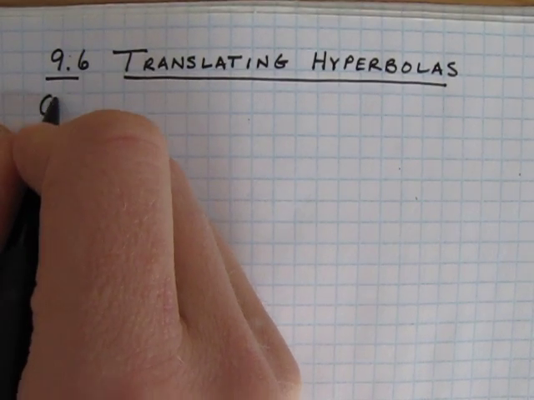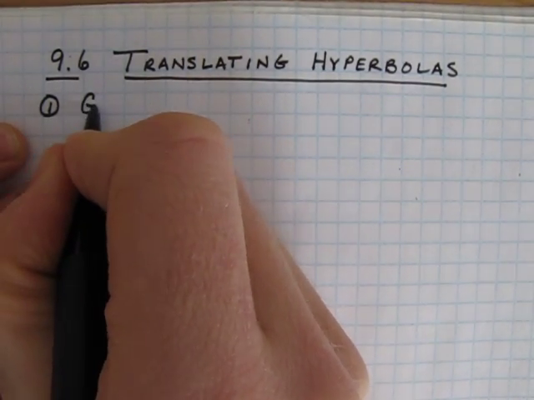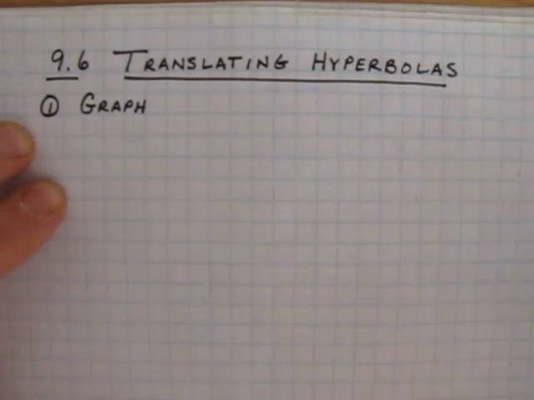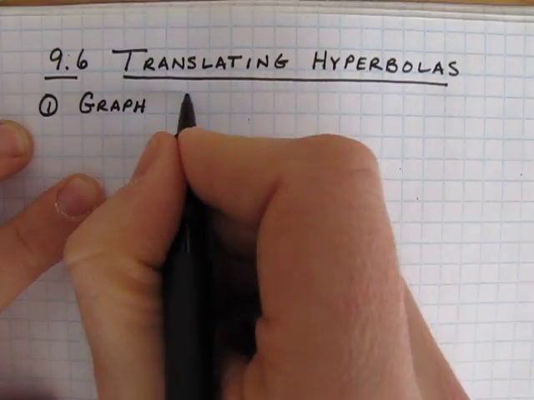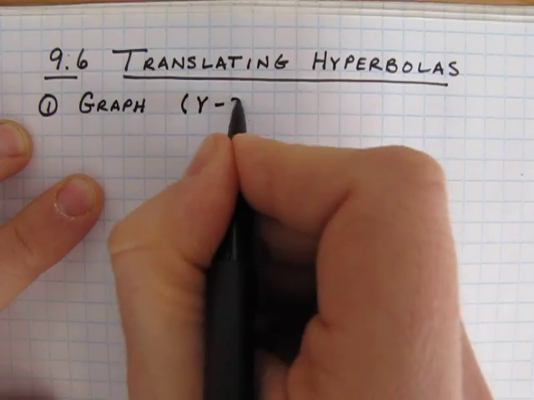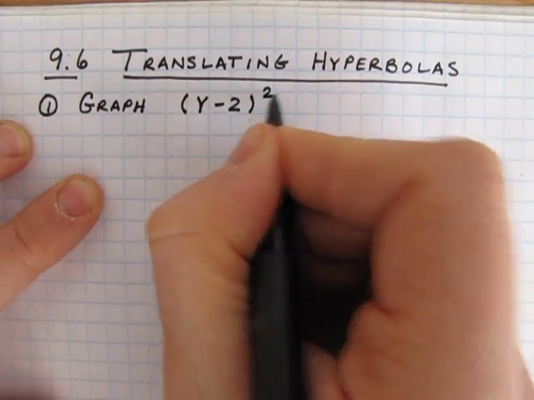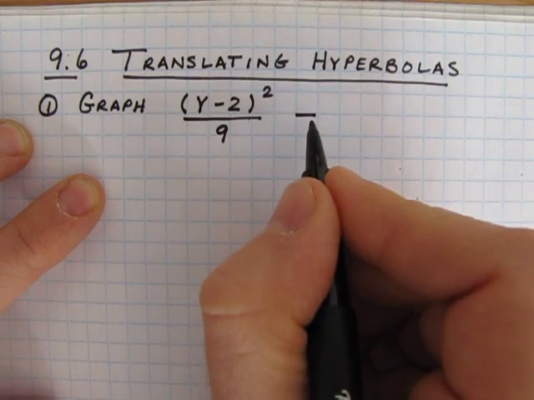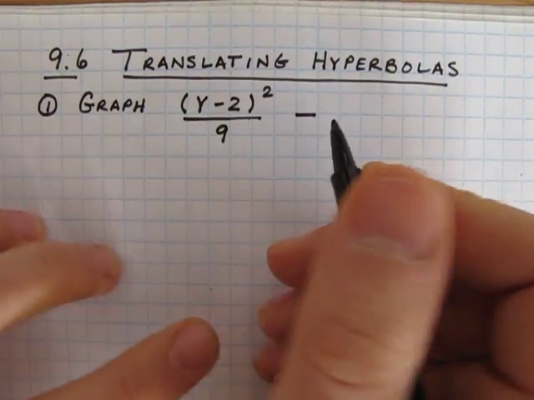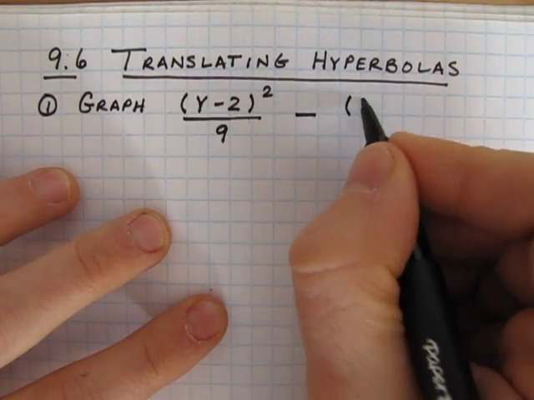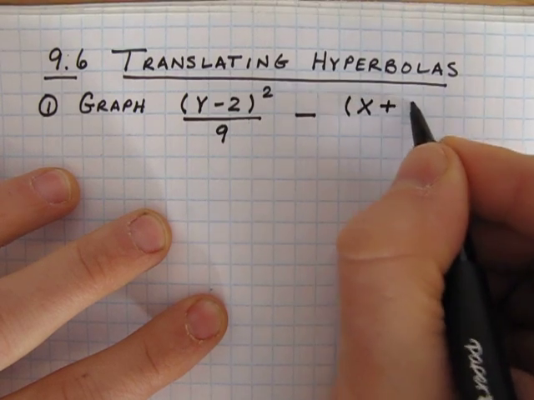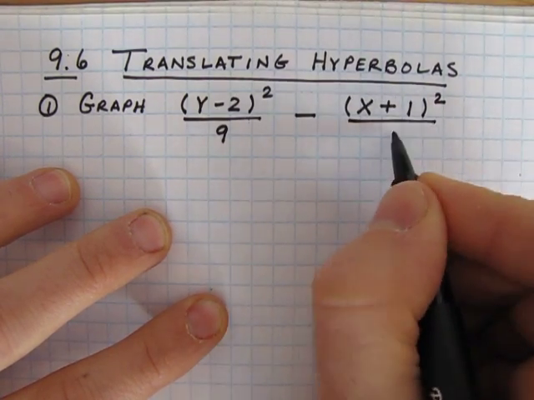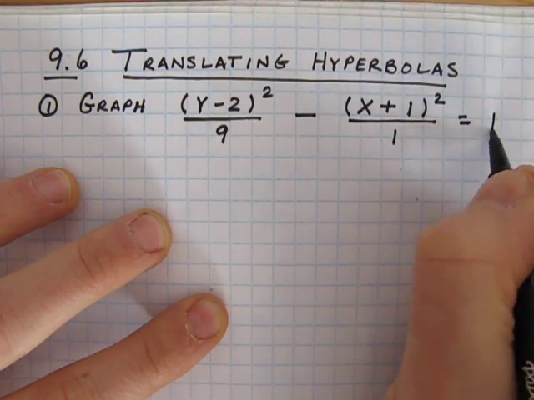What I want you to do is graph the conic section (y minus 2) squared over 9, minus, and it's that minus right there that's going to tell us we're looking at a hyperbola, (x plus 1) squared over 1 is equal to 1.